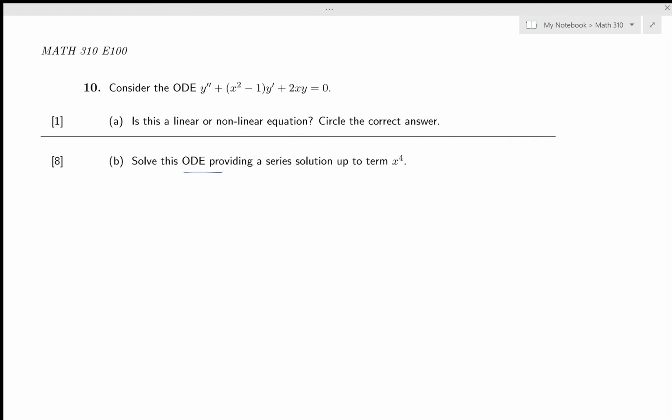I see that both of these functions here are in terms of x alone, so this is linear. Looking at those functions a little more carefully, I could label this function p(x) equals x squared minus 1, and q(x) is equal to 2x. And I can see that, in fact, every point is an ordinary point. That's a nice feature.